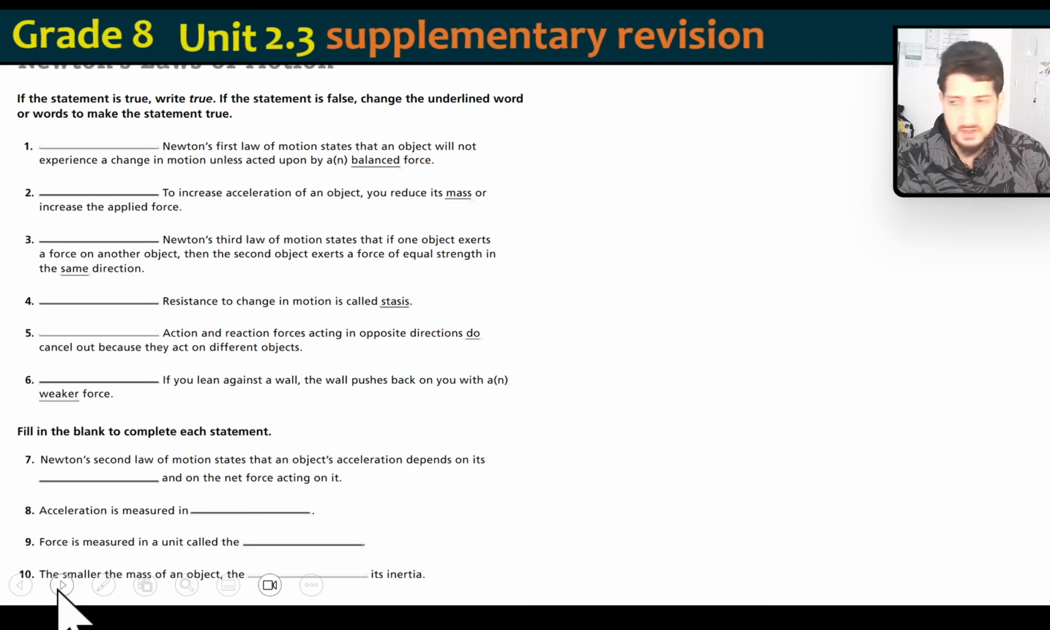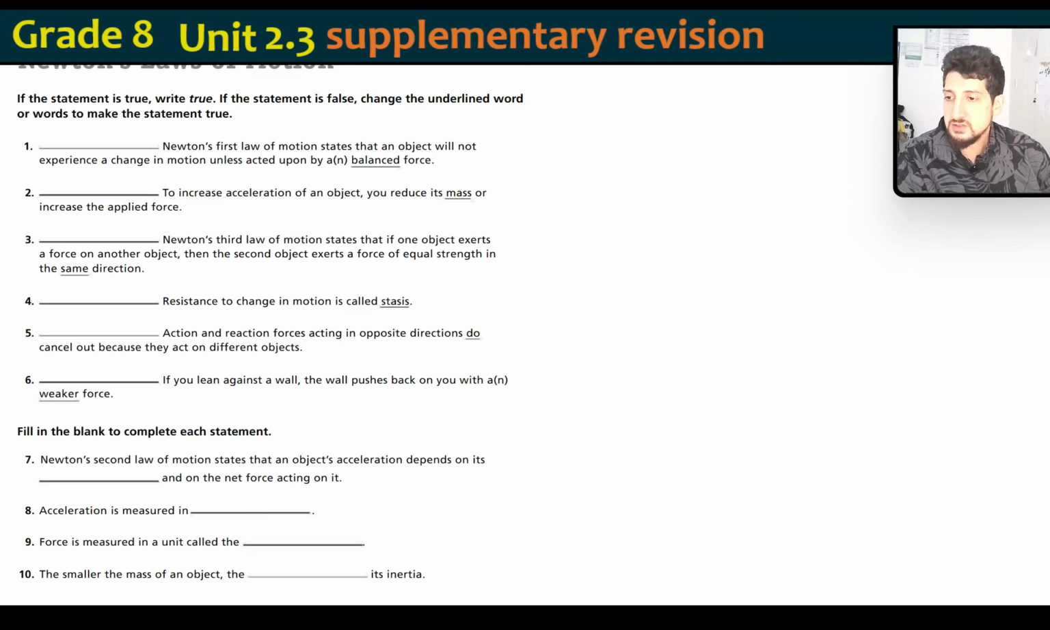How are we doing for time? 11 minutes, not too bad. Let's see if we can answer those ones. Once again, this is modified true or false. So if the statement is true, write true. If the statement is false, change the underlined word or words to make the statement true. Please make sure you pause the video, answer the questions, and then check your answers.